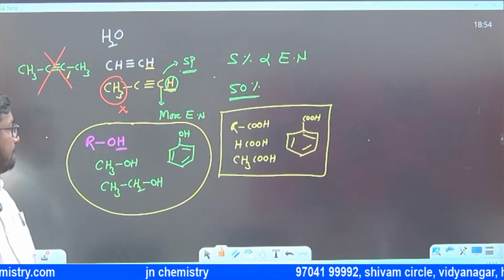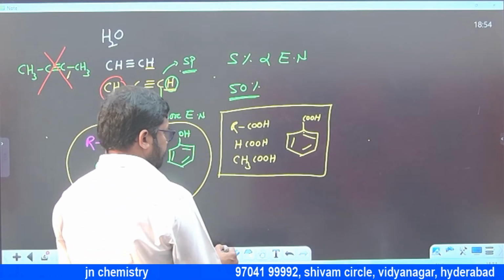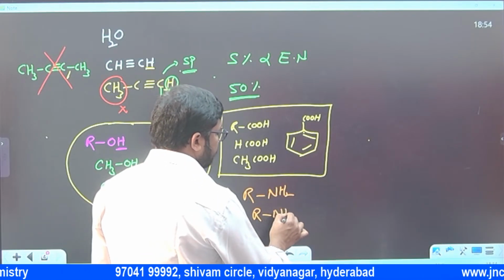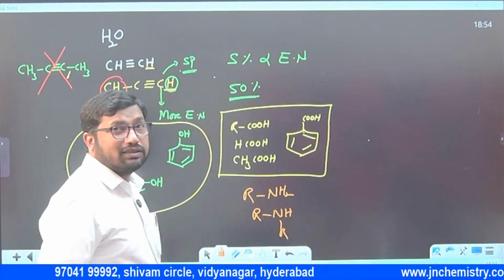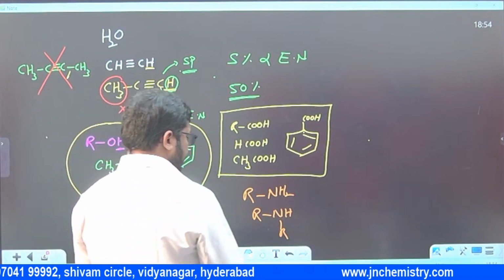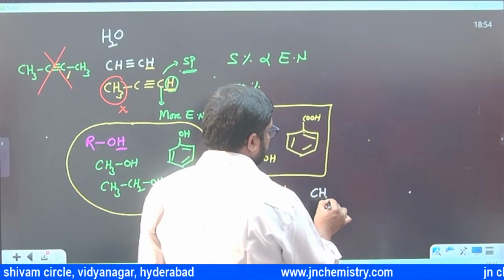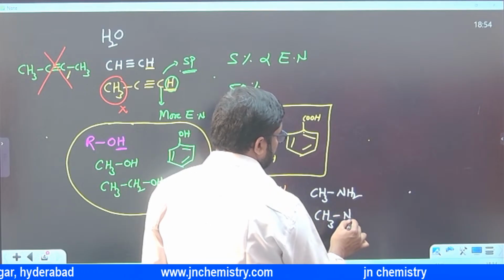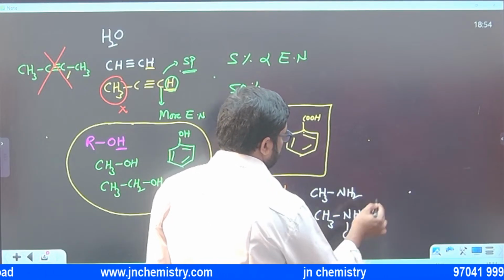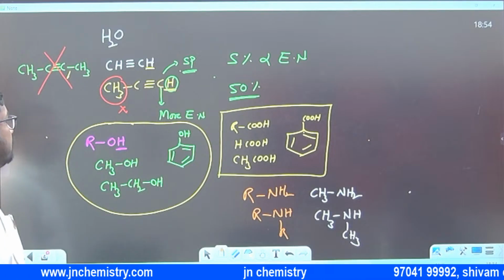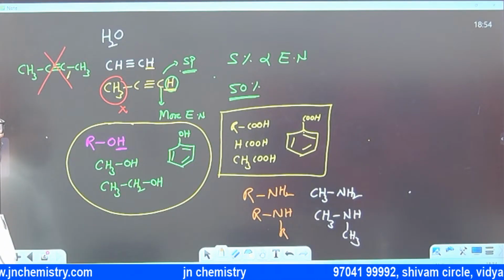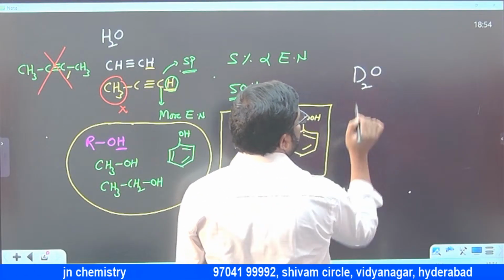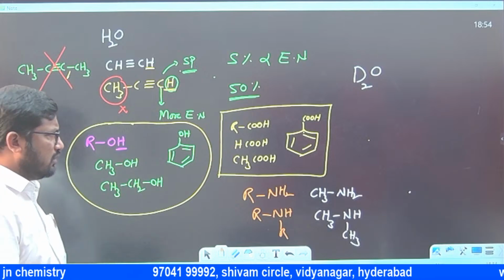Benzoic acid, amines, RNH2. Even secondary amines have a hydrogen, but tertiary amines don't have hydrogen. Primary amines we can take like methanamine, ethanamine. Even we can take D2O, deuterium oxide. We can take pyridine.